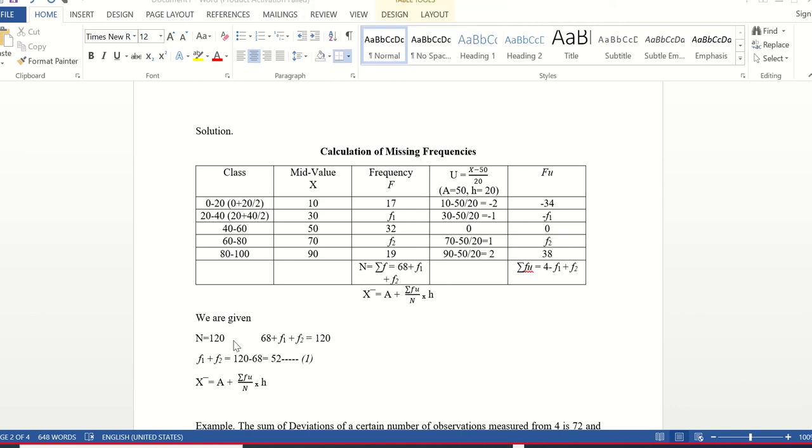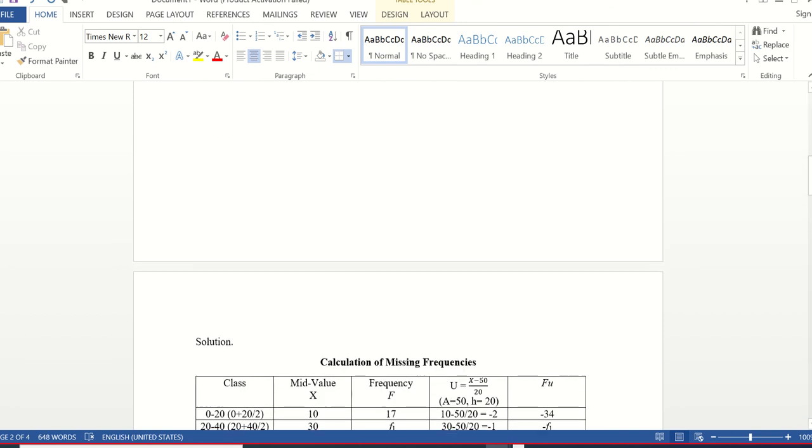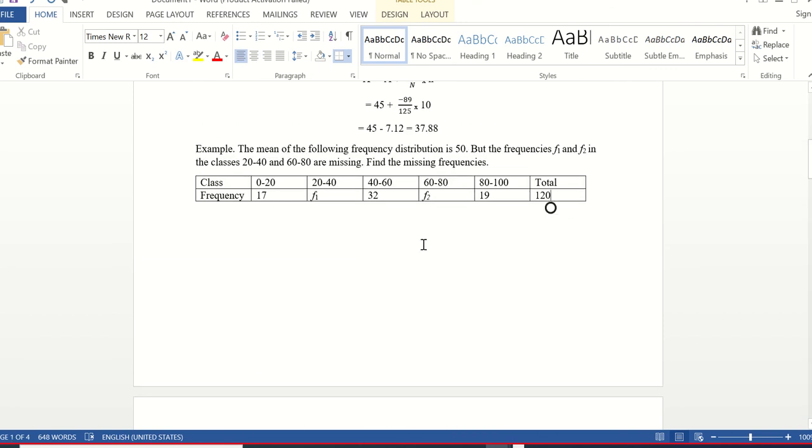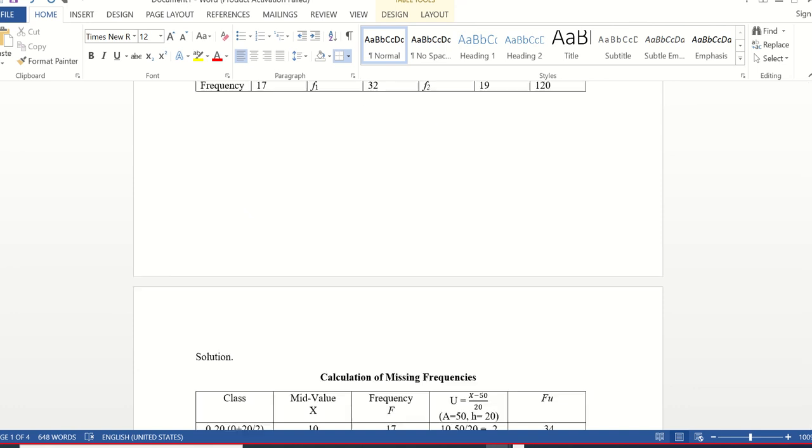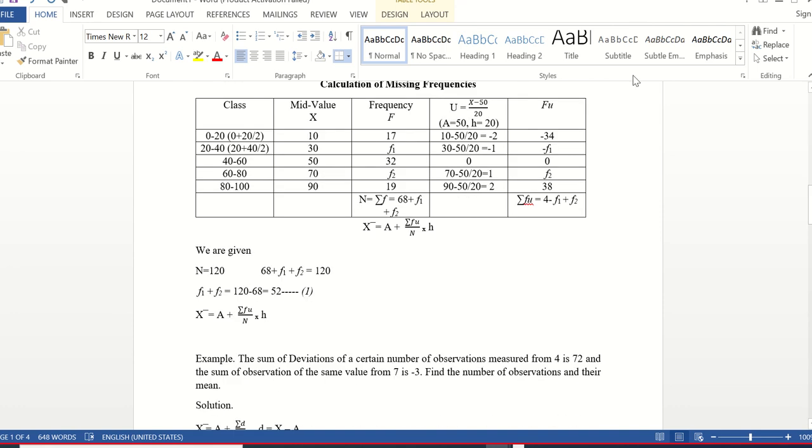So here in the question we are given n is 120. How have we obtained n? This 120 is already given to us in the question. So n is 120, and the total of frequency is also called n, which we have calculated as 68 plus f1 plus f2, right?